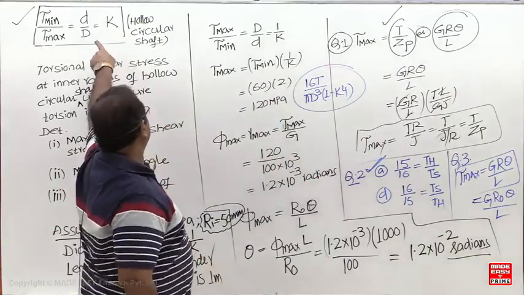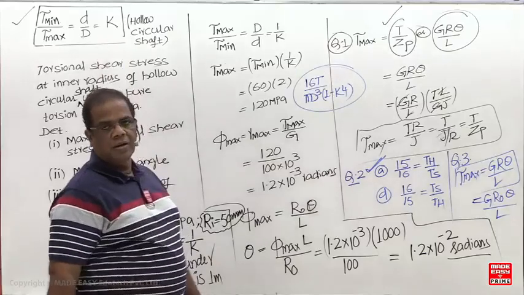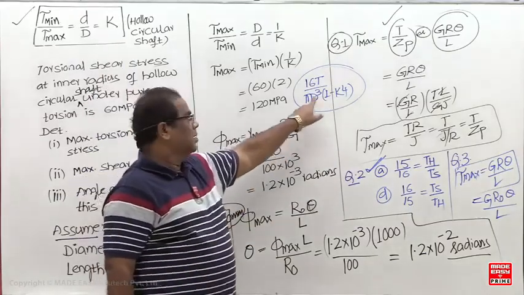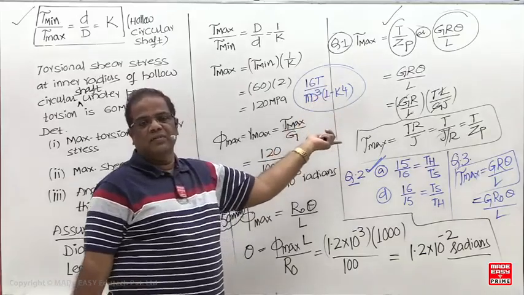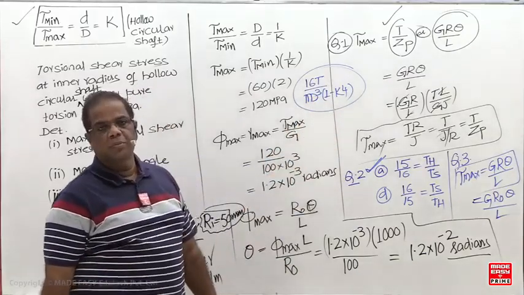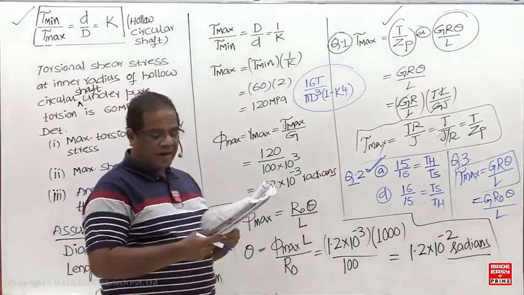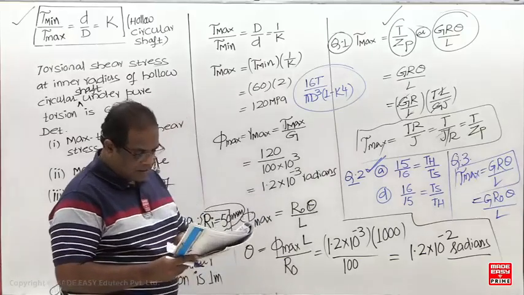Then how to find out the minimum shear stress? By using the ratio. First you have to use the equation. T is given, D naught cube is given, diameter ratio is given. How to find out the other one? Minimum by using the ratio, ratio of the diameters. So answer is B.